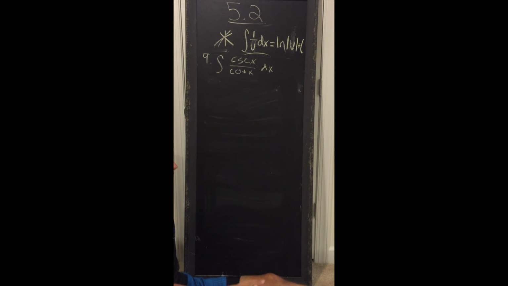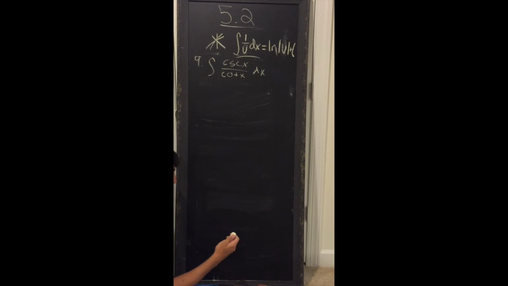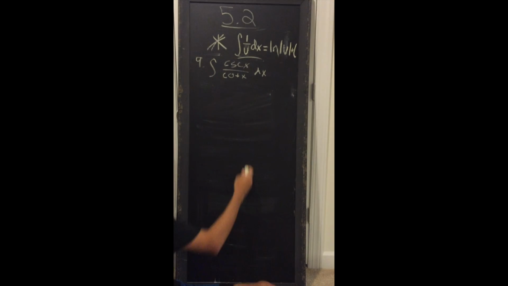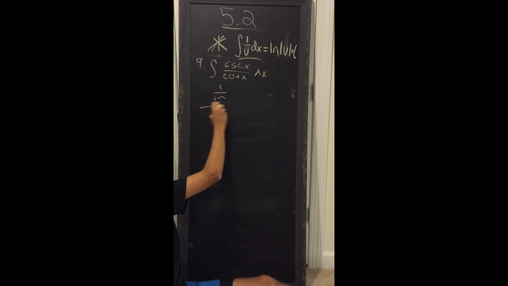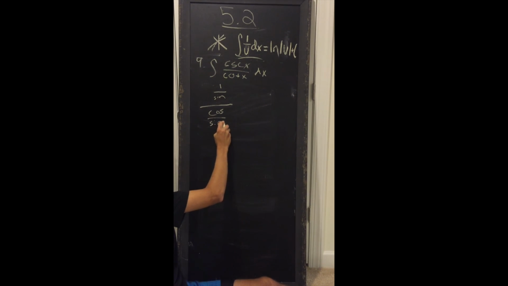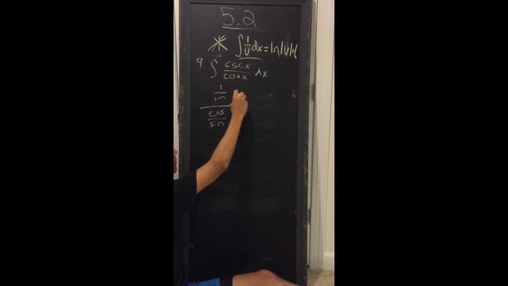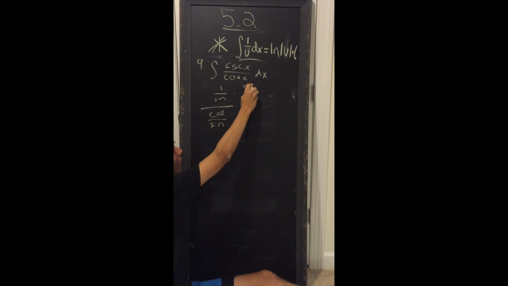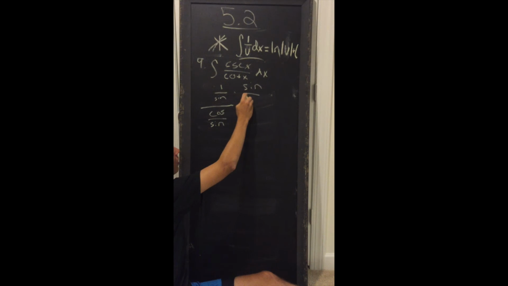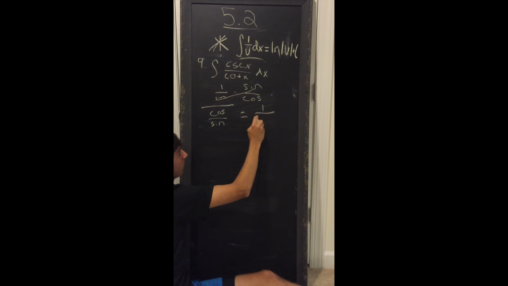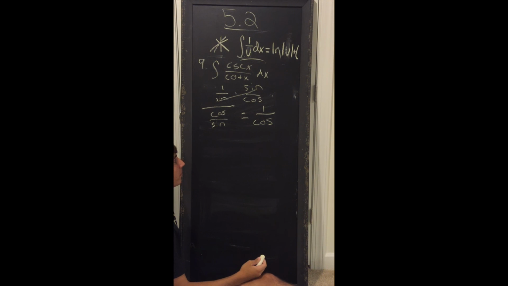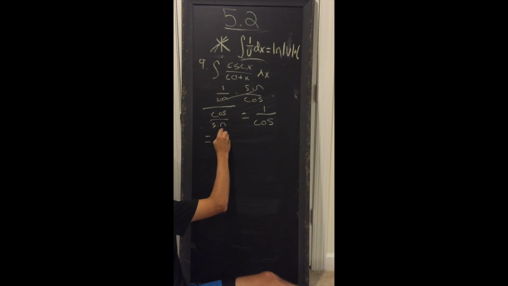For number 9, we're going to use basic trig identities to translate cosecant to 1 over sine and cotangent to cosine over sine. Then use keep change flip to get 1 over cosine. One over cosine equals secant x.